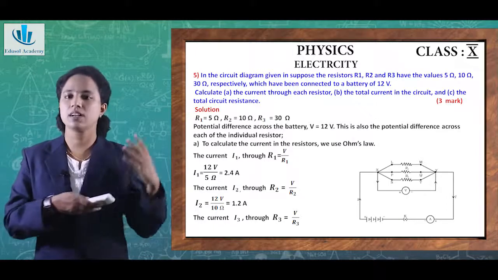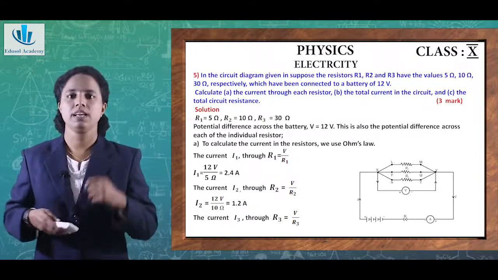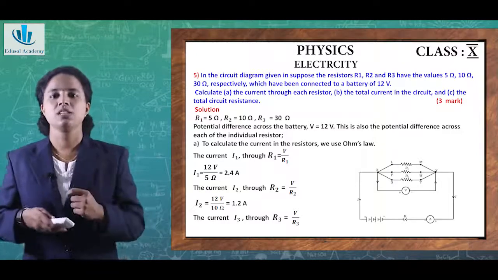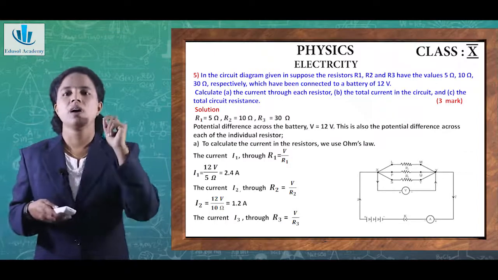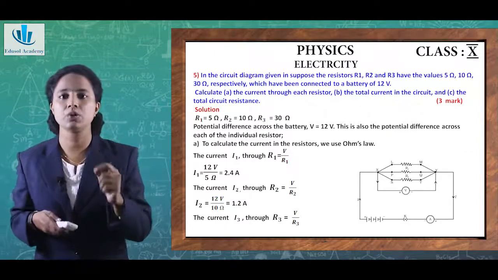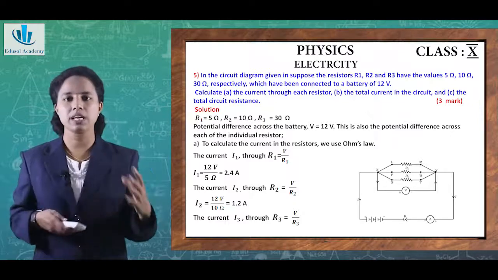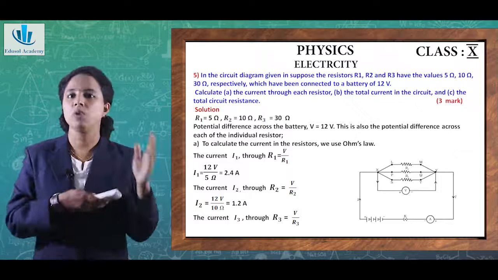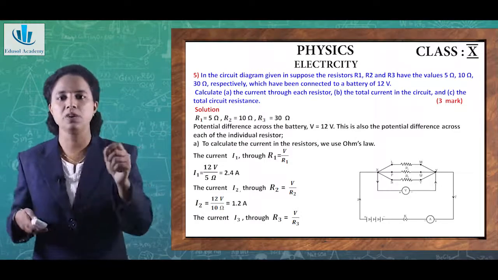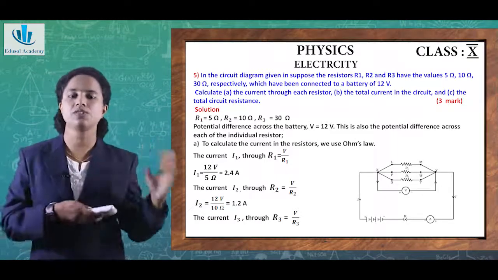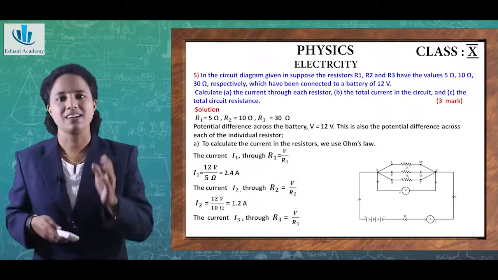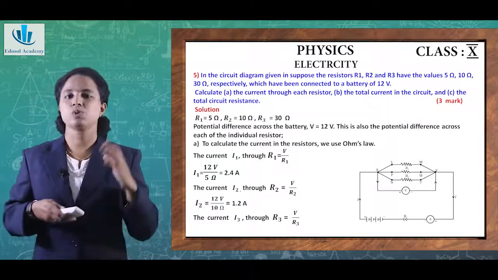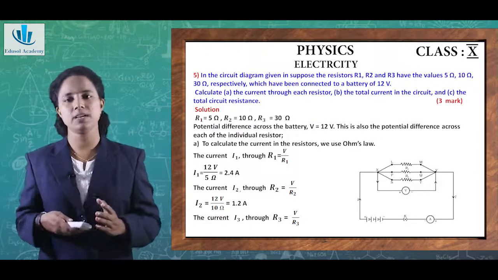So to calculate the current I1 that is flowing, we have to rearrange the equation, isn't it? We have V equals IR, so here we need to get I1. So how can we rearrange? We can rearrange it as I1 equals V1 by R1. But we know the potential across each resistor will be the same since it is a parallel circuit. So I1 equals V by R1 we can substitute. So V is 12 volt for every resistor, that's fine.